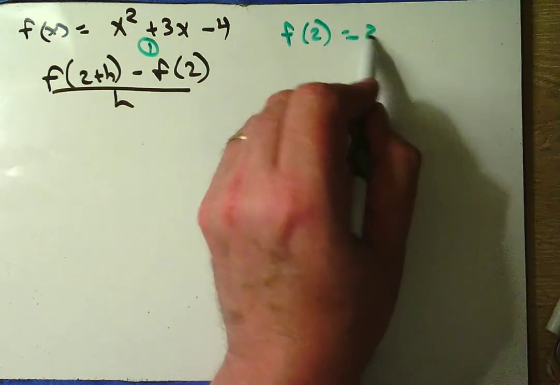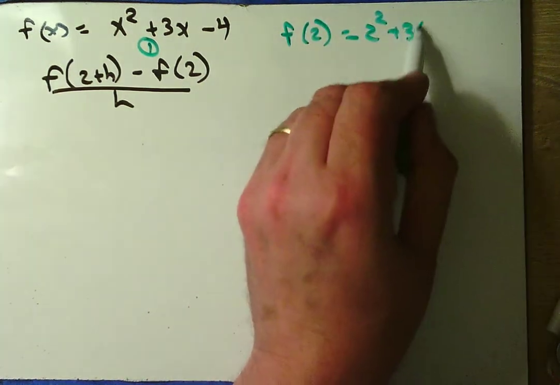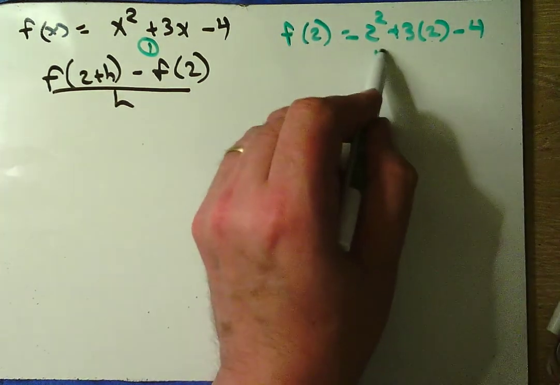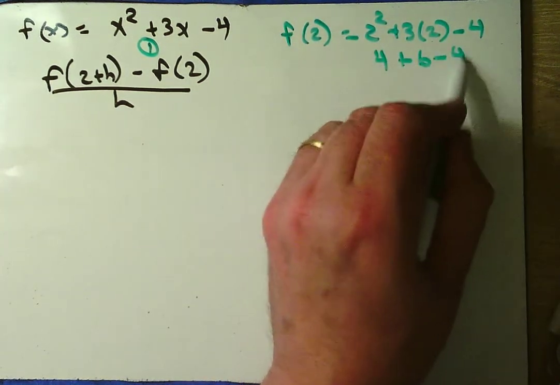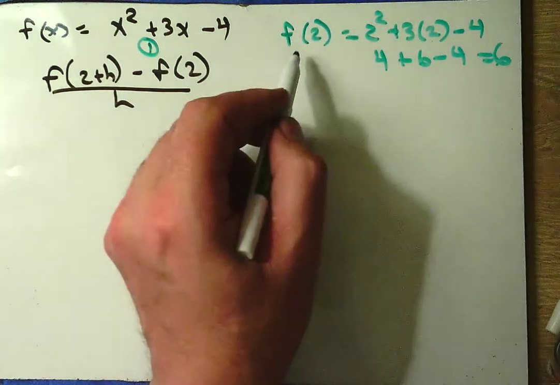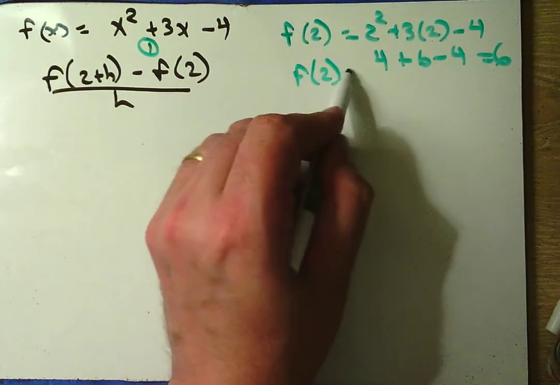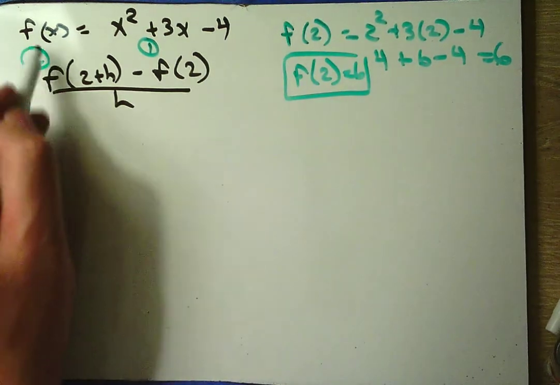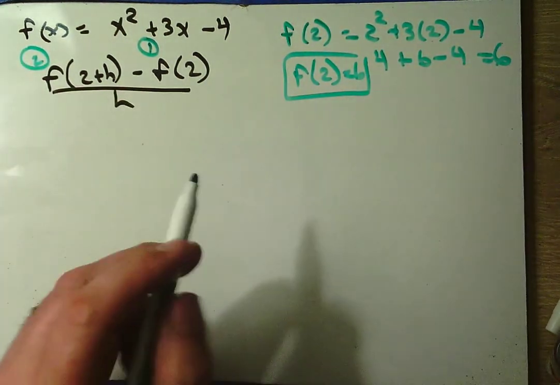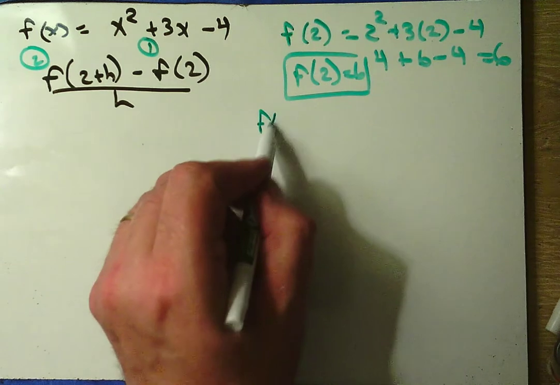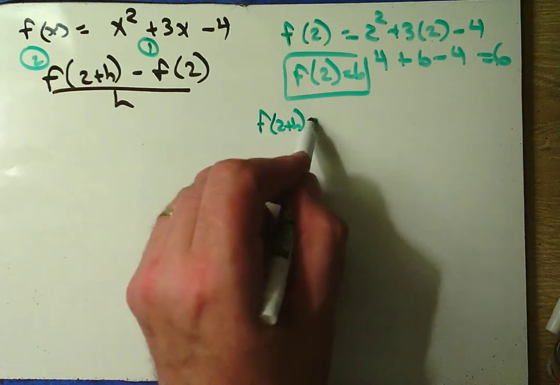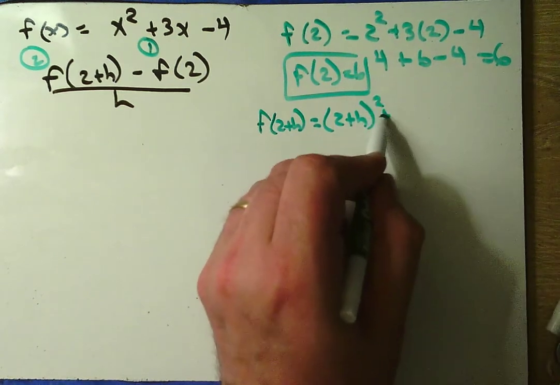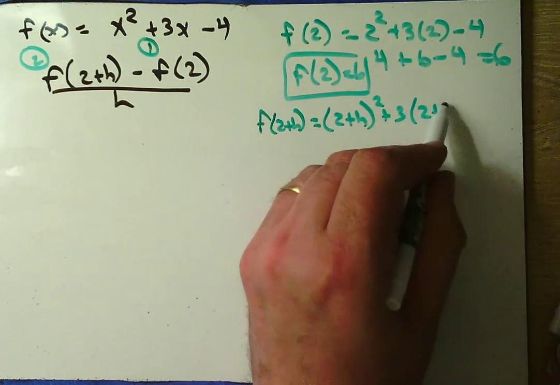F of 2 is 2 squared plus 3 times 2 minus 4. 4 plus 6 minus 4 is 6. F of 2 equals 6. That's step 1. Step 2 is find f of 2 plus h. Well, to find f of 2 plus h, I need to plug in 2 plus h for all the x's of f of x.